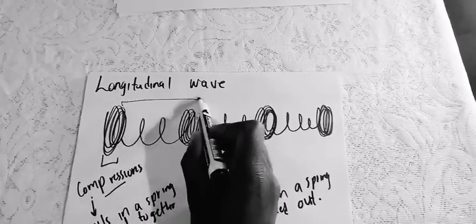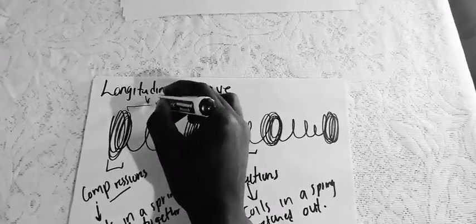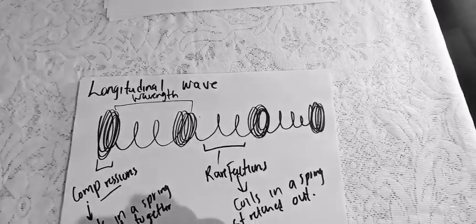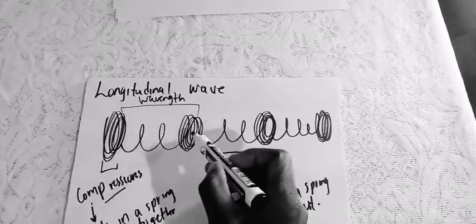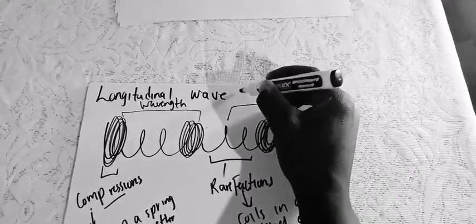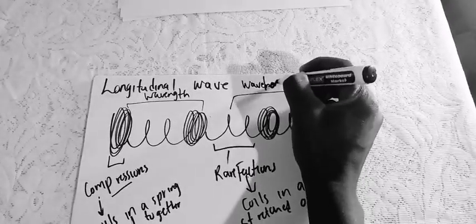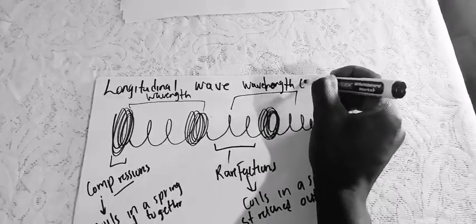So from this distance to that distance, from a compression to a compression, you get the wavelength. Compression to compression, you get a wavelength. Now from a rarefaction to another rarefaction, you get the wavelength, the lambda.